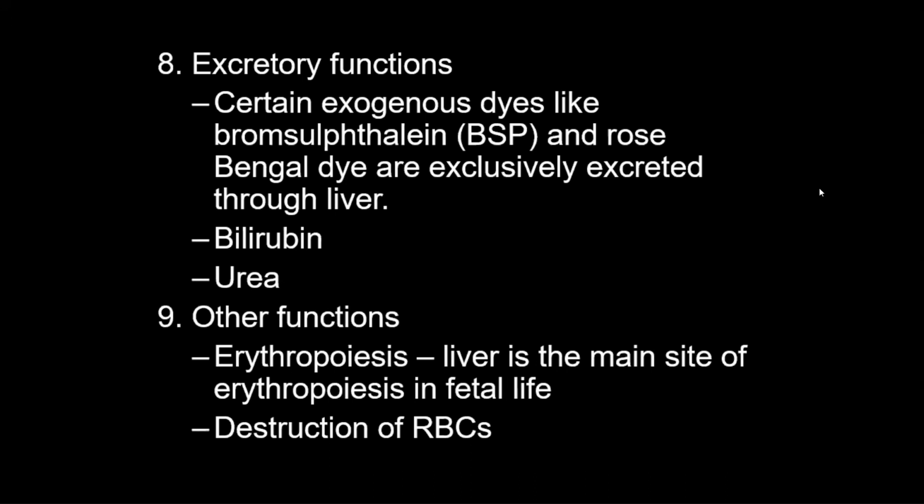Bilirubin that is produced from RBC breakdown is removed by the liver. Ammonia is converted into urea, and urea is secreted by the liver and enters the bile canal fluid. From there, urea is either excreted in the urine or in the feces. Other functions are erythropoiesis. The liver is the main site of erythropoiesis in fetal life, and of destruction of RBC.